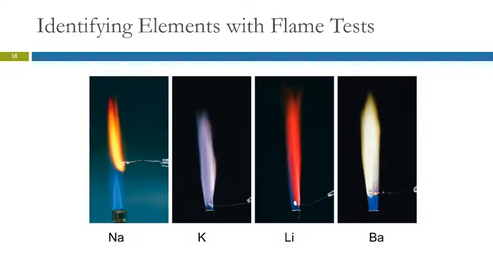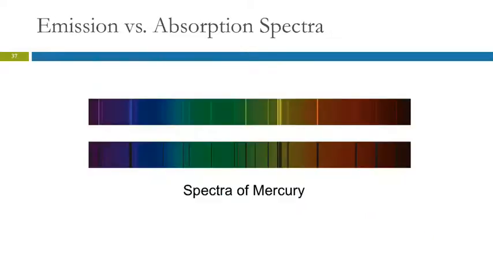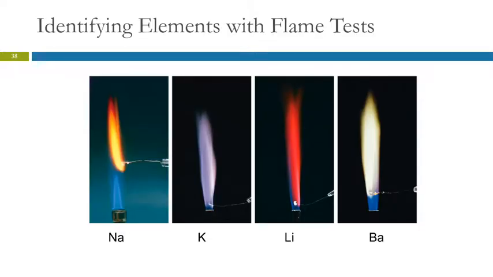Flame tests are not as fancy. We don't see discrete lines, but our eyes perceive the colors as different. Sodium always gives off this orange-yellow color. It's very distinctive.